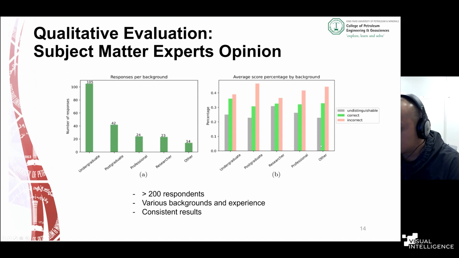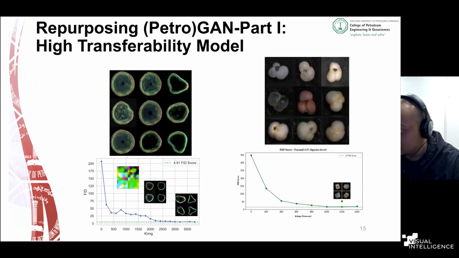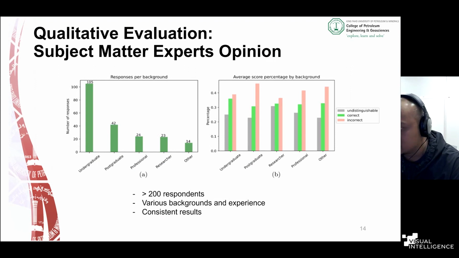So we created a survey where we ask the opinion of subject matter experts, which are geologists with different backgrounds, from undergraduate, postgraduate, and so on and so forth. What we found from all these more than 200 respondents is that the result is quite consistent, actually. The images that they incorrectly identified, in all backgrounds, they actually did the same. For example, if I have a real image and I ask whether this is real or fake, some of these respondents thought that this is a fake image when actually it's real, and vice versa. So again, this just confirms that our generated images are pretty close to what we expect from real thin section images.